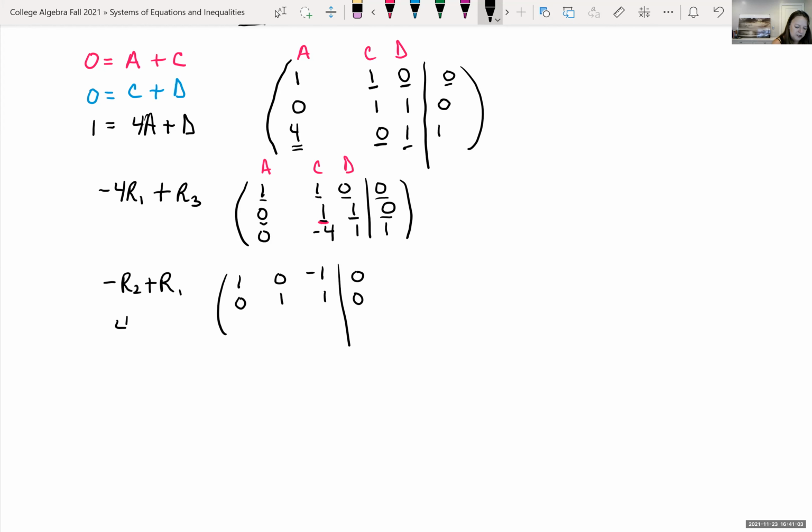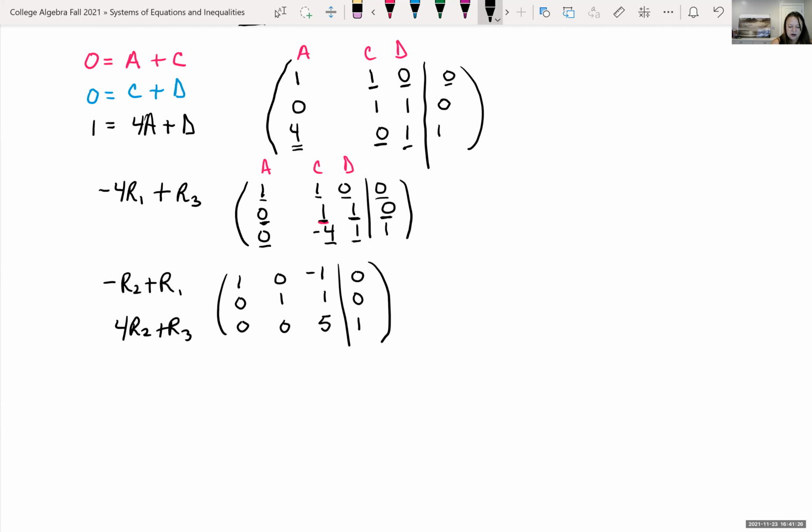Now let's do 4 times row 2 plus row 3. 4 times 0 is 0 plus 0 is 0. 4 times 1 is 4 minus 4 is 0. 4 times 1 is 4 plus 1 is 5. 4 times 0 is 0 plus 1 is 1.